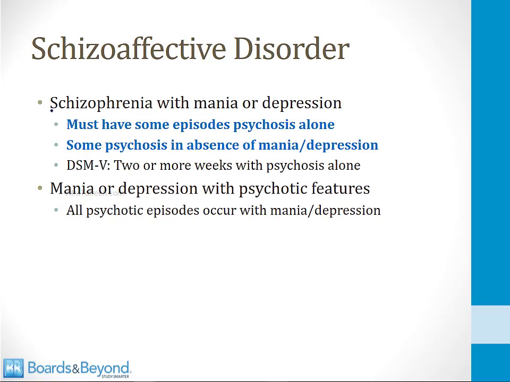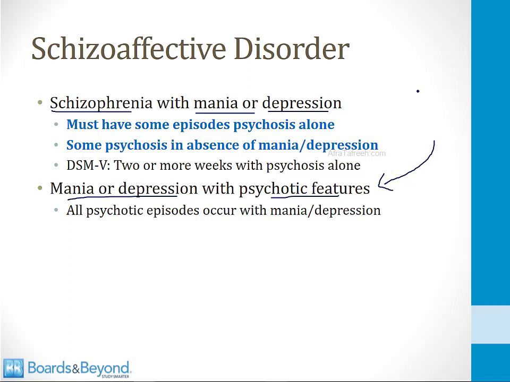Schizoaffective disorder means schizophrenia together with mania or depression. Some patients develop both schizophrenia and a mood disorder. And the most important thing to know about schizoaffective disorder is how to distinguish it from mania or depression with psychotic features. In the video on mood disorders, I talk about how some patients with mania or depression develop psychosis. So how do you know if a patient has mania or depression with psychosis or a schizoaffective disorder?